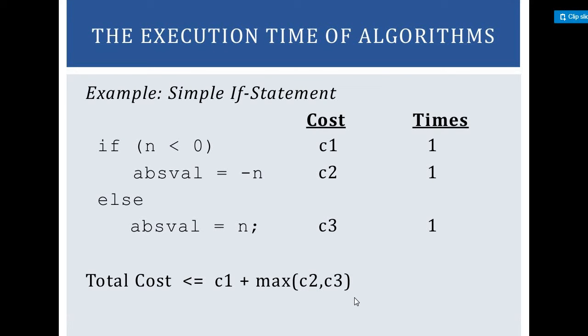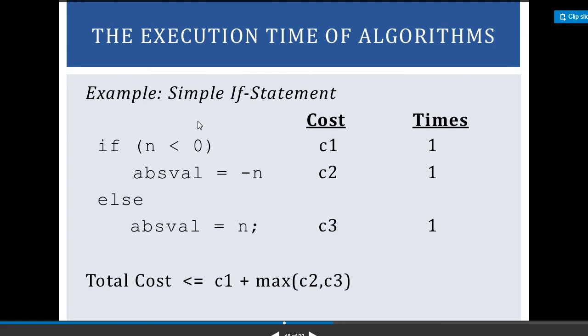So how do we see what is happening? A simple if statement: if n is less than 0, absolute value equals minus n, else absolute value equals plus n. Their costs are C1, C2 and C3, each one time, so the total cost is less than or equal to C1 plus the maximum of C2 and C3.